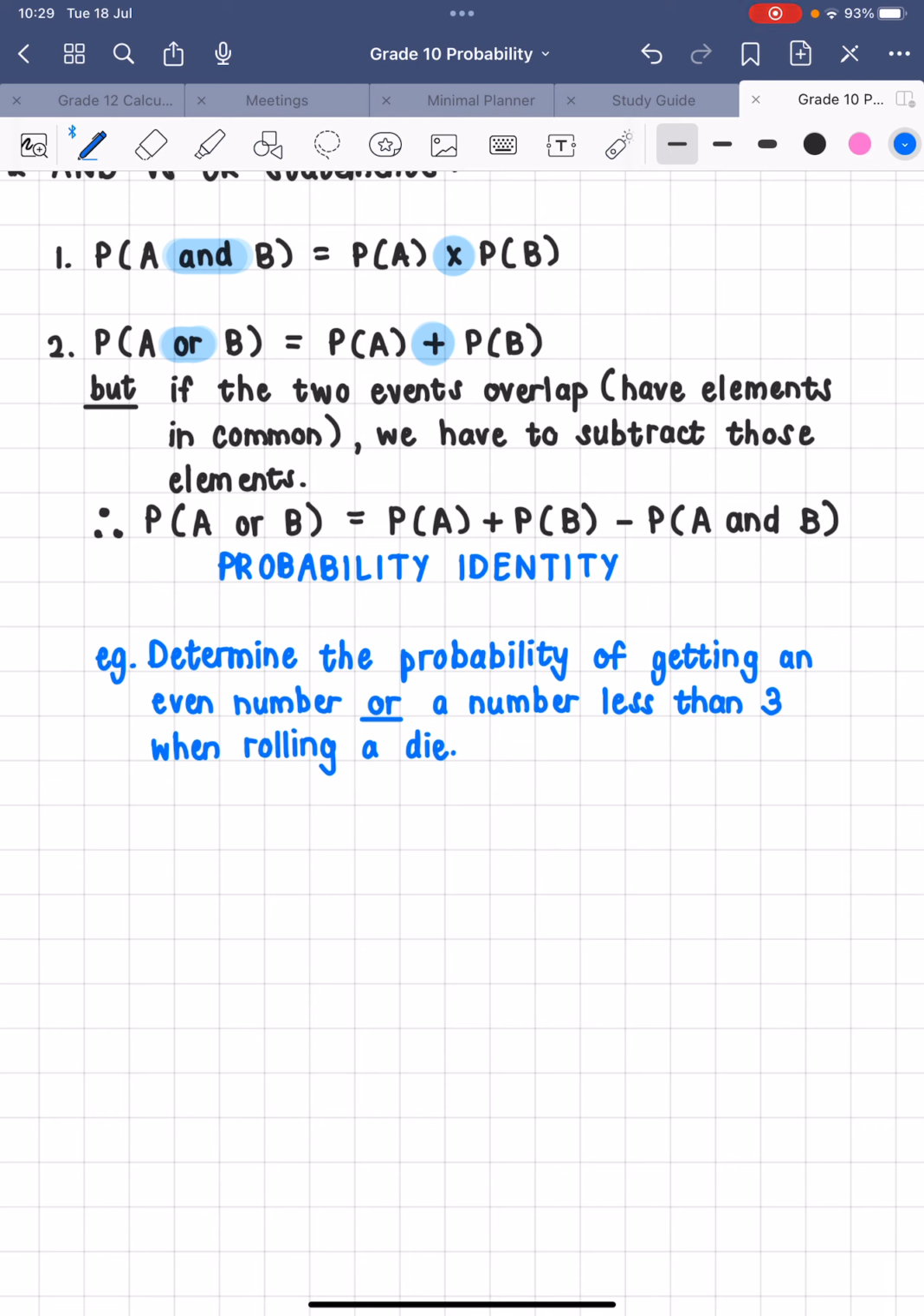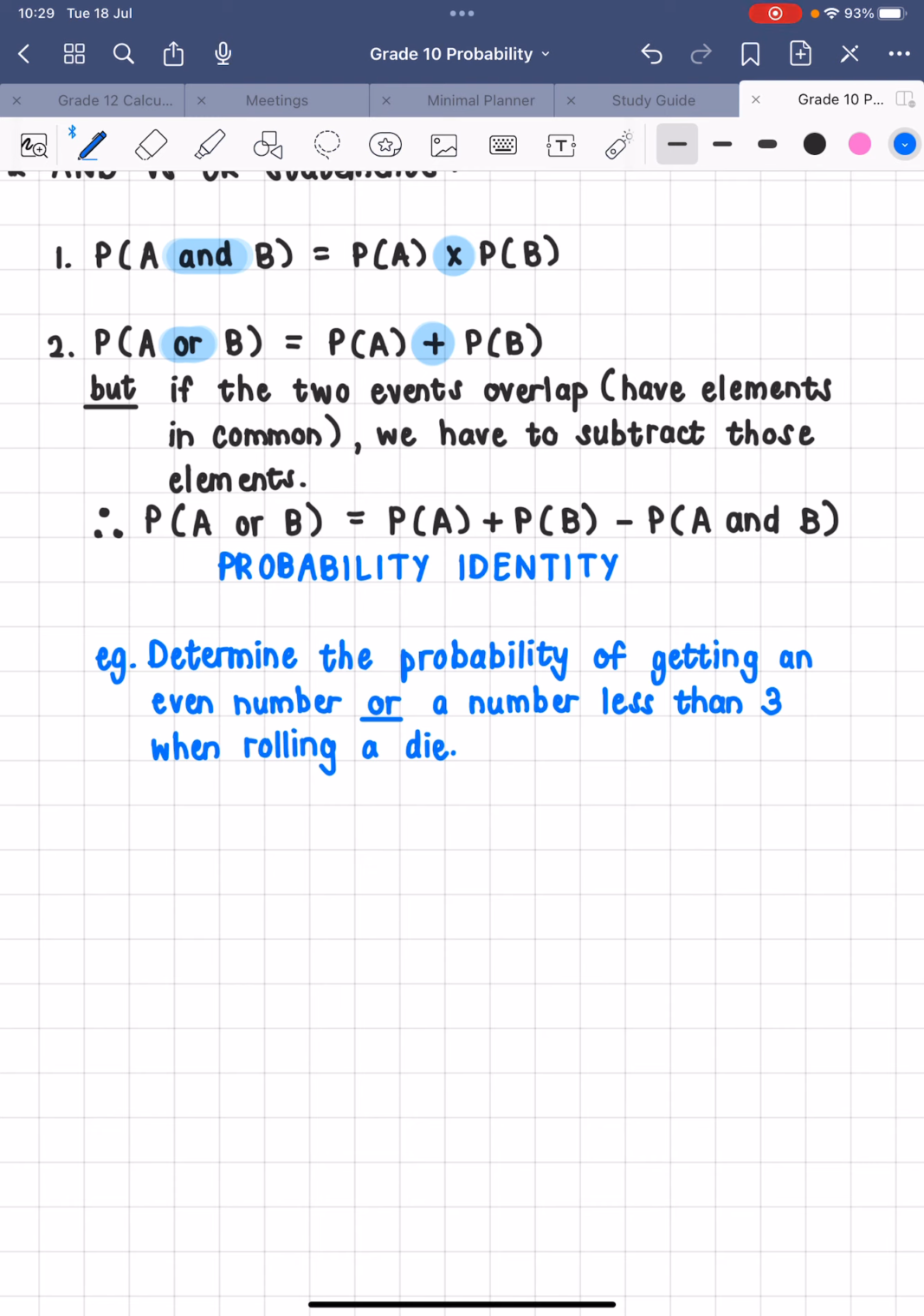No, because they're saying less than 3. They're not saying less than or equal to 3. And 3 also isn't even. Okay, so we have 2 so far. What about 4? Remember they're saying even or less than 3. So it's okay if it's not less than 3 as long as it's even. Okay, so 4 works. What about 5? No? 6? Yes. So there are 4 of the 6 numbers that fall into this category. Okay, so the probability that we're going to end up with is going to be 4 over 6, 2 over 3. But let's quickly see if it works if we use the probability identity as well.